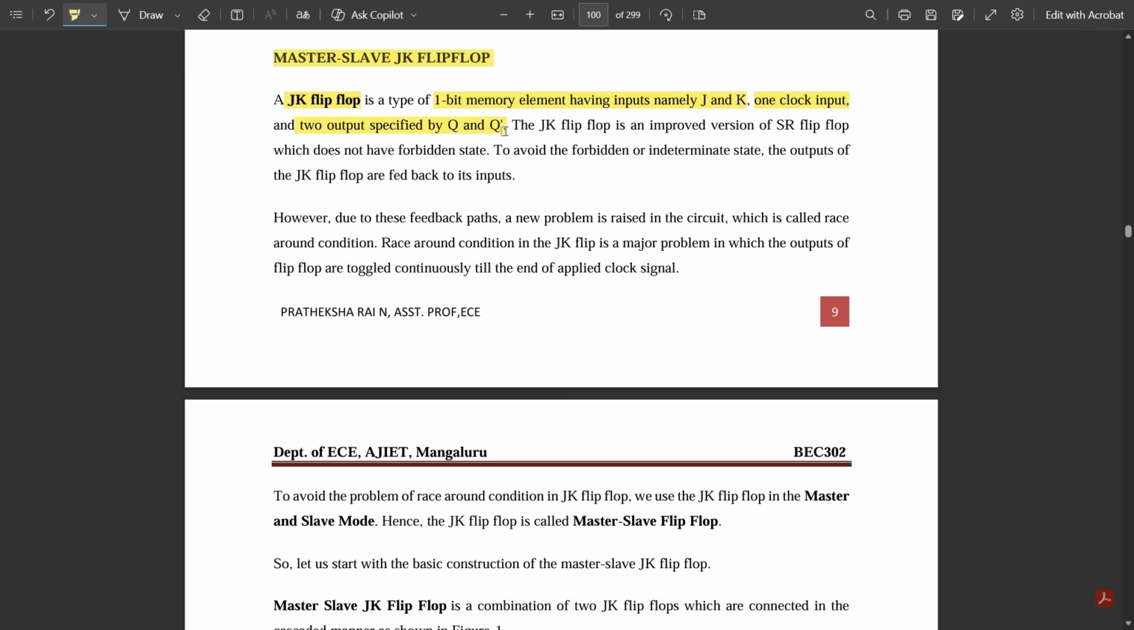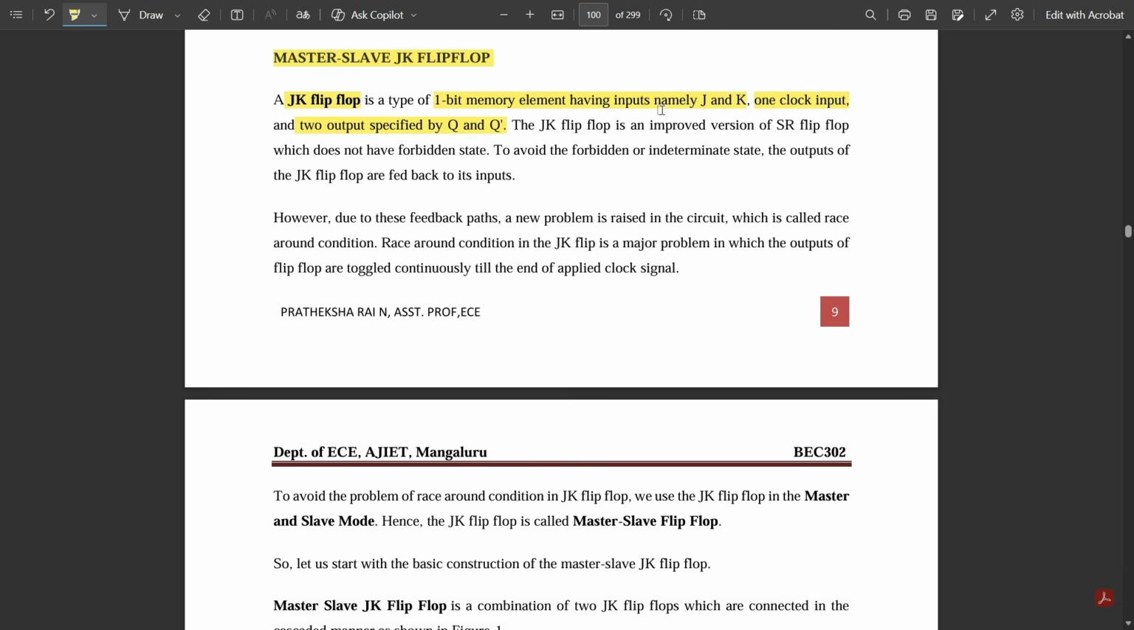Why are there two outputs specified by Q and Q dash? Because Q is the general output of the present state, and Q dash we get after one toggle signal. So it would be its complement, and that Q dash output is called the next state output. Because we need to compare the present state and next state output for every clock pulse, as it would be getting changed. So that's why we have two specified outputs, Q and Q dash.